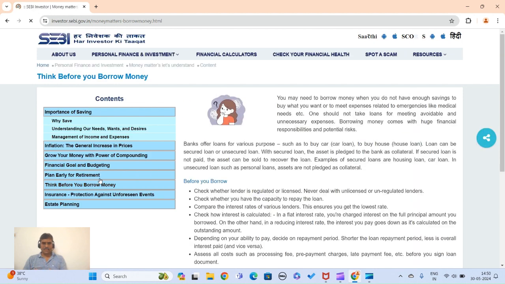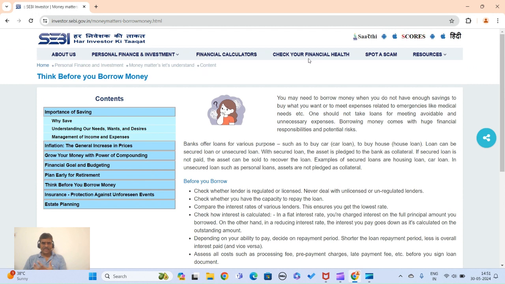Think before you borrow money. These days, credit or loans for consumer products are available in plenty. You name it, you get a loan, but then you need to pay EMI, and EMI will eat up your salary. So be wise in taking up the EMI, whatever it is, your home loan, personal loan, car loan, bike loan, whatever it is. Be careful with them. So all the details are available.